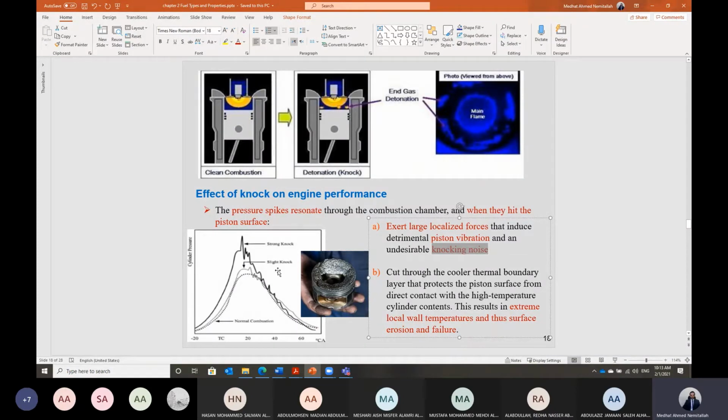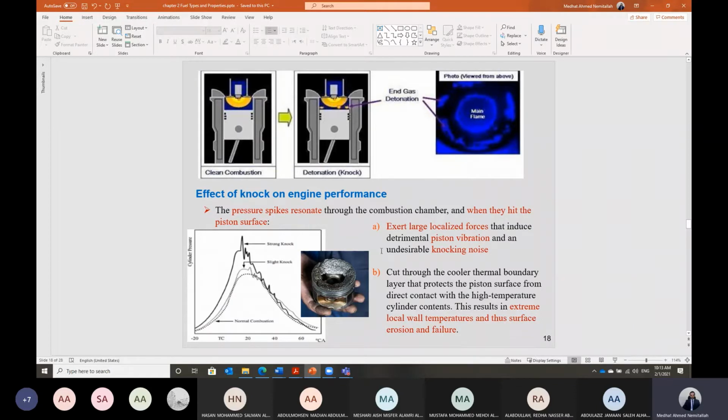If we have some slight knock, and this is usual practice in a car, you may have a small amount of knock. In this case the pressure spike will not be that much, but still we have some pressure spike, and usually we try to minimize the knock to the minimum limit.